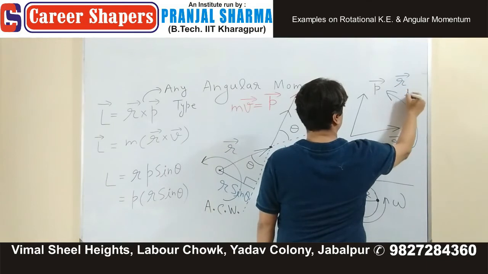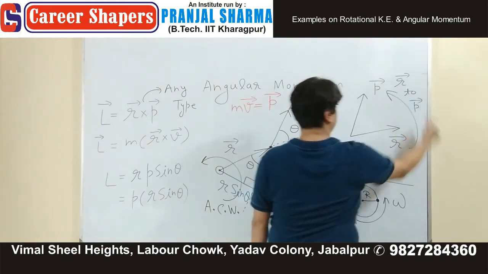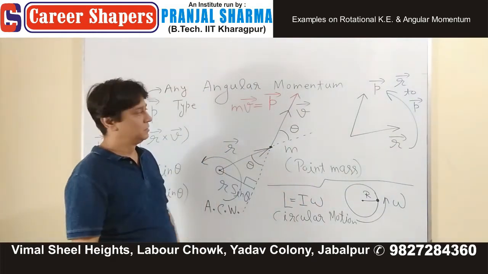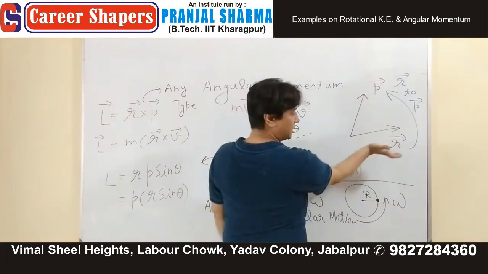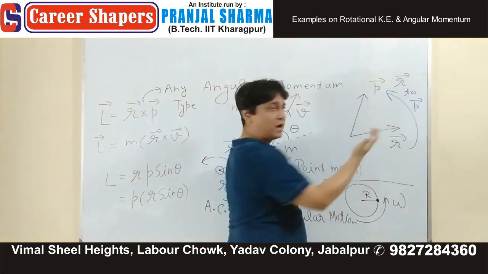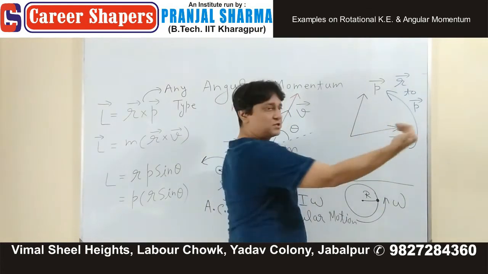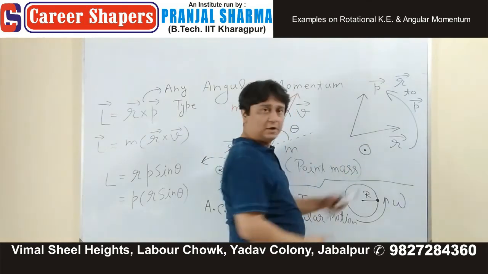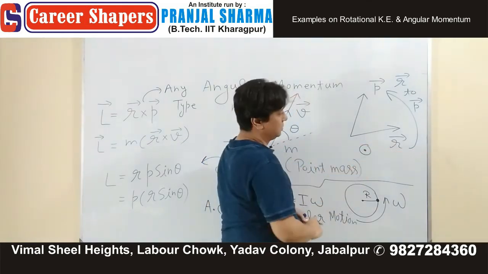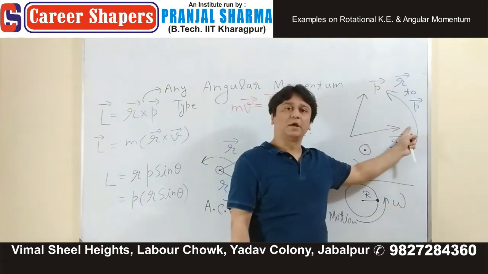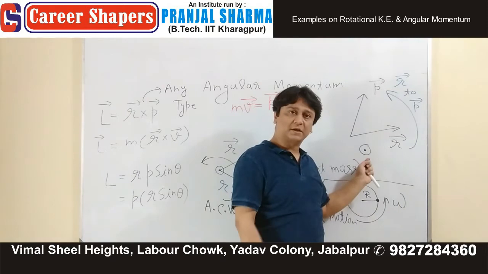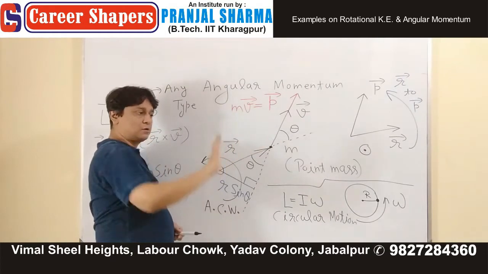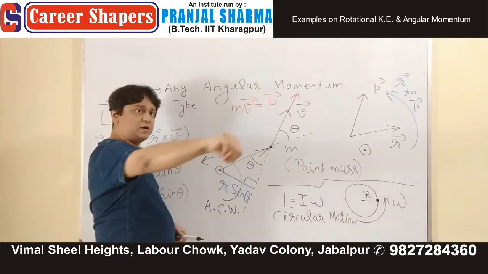R to P. What type of curling you see? Anti-clockwise. Now when you hold your right hand like this, for anti-clockwise rotation, thumb is coming out. So this thumb is coming out. Either you say anti-clockwise or you say along the axis and out. Had it been a clockwise rotation, you will say along the axis but inwards.